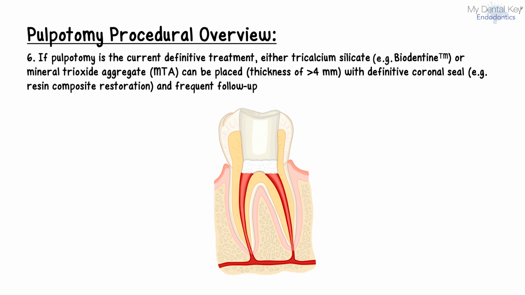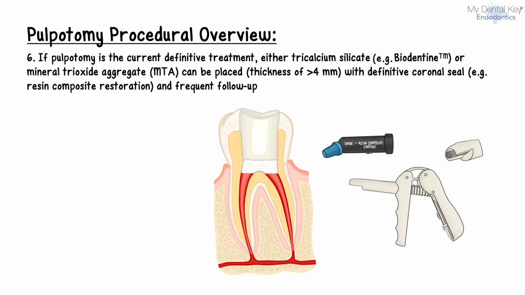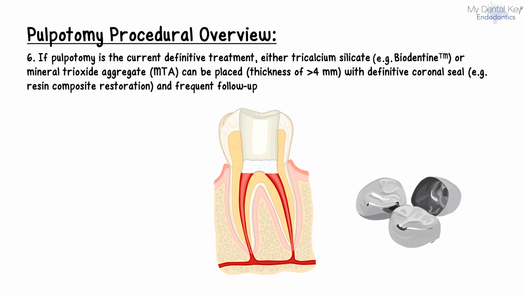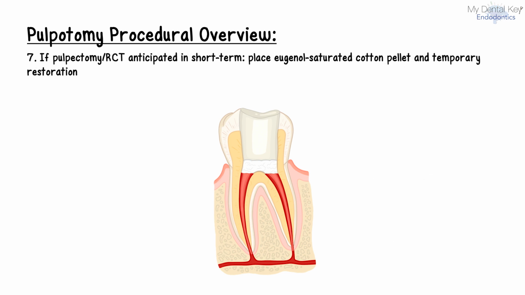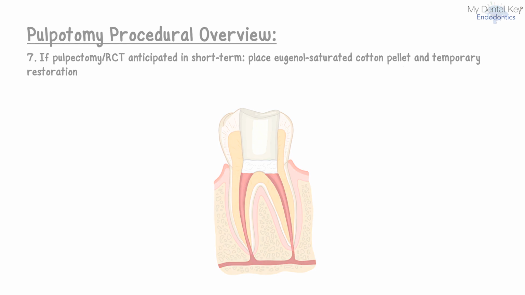A definitive coronal restoration, such as a resin composite filling or a stainless steel crown in pediatrics, can follow immediately to close and seal the access cavity. These patients should be followed closely. If full root canal treatment is anticipated in the short term, place a eugenol-saturated cotton pellet in the chamber and temporize with glass ionomer, IRM, or Cavit until the patient's next appointment.